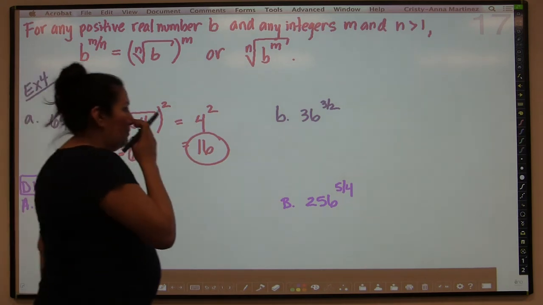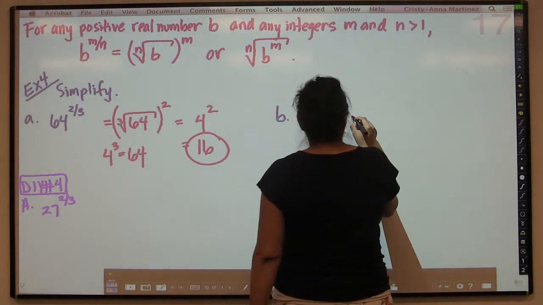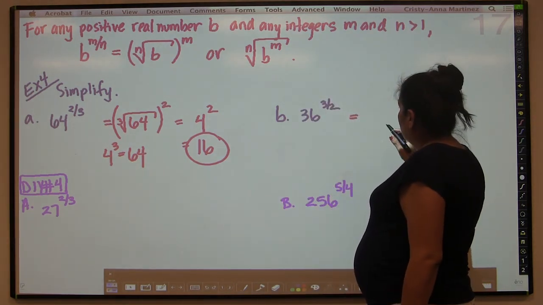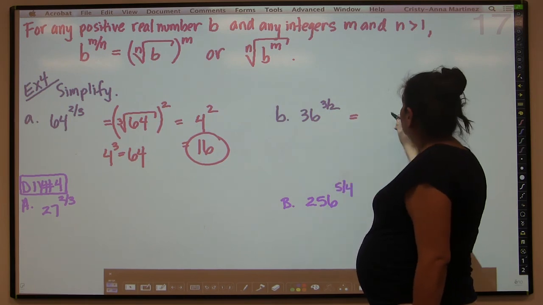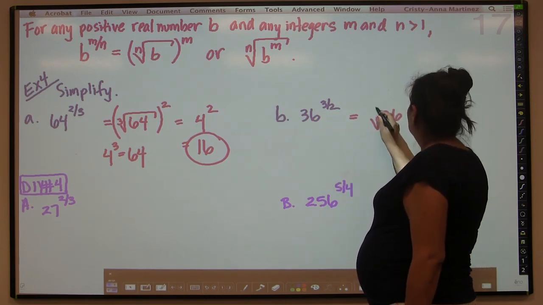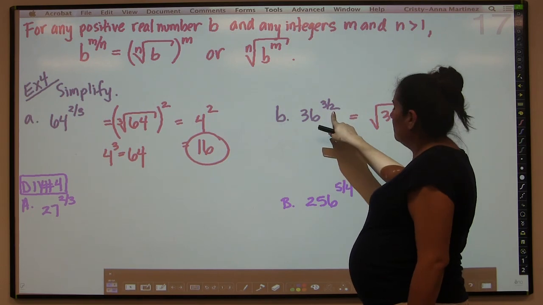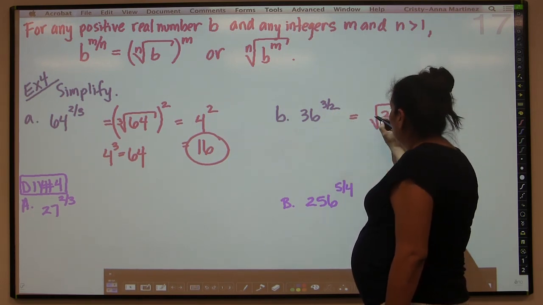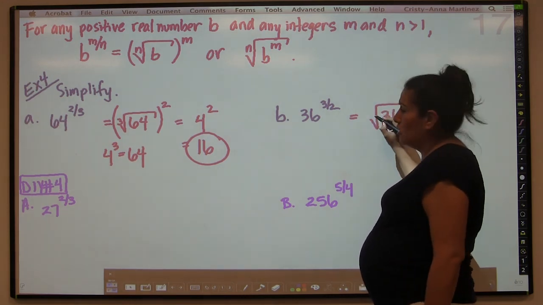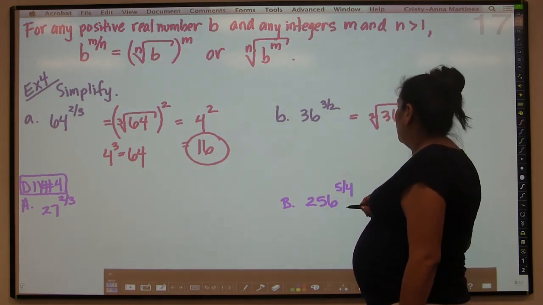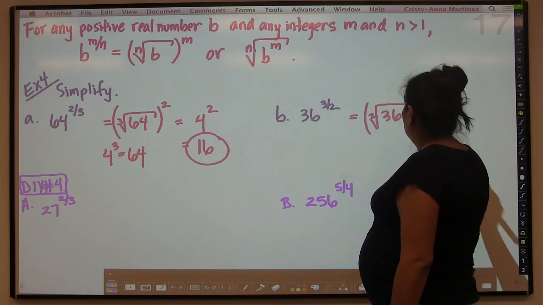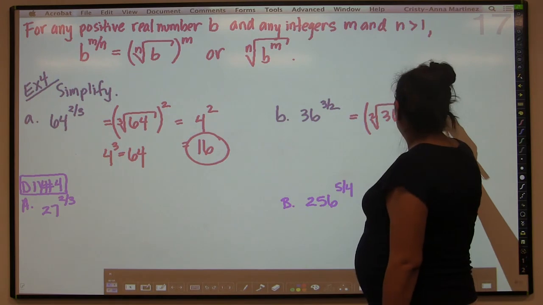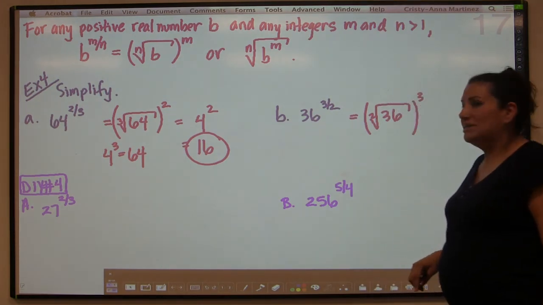So then we come to part B and do the same kind of idea. We're going to go with b is 36. And the bottom number of the fraction is a 2. And so it's going to be a square root. So we can write the 2 in, or we can just leave it there and assume that it's a 2. I'm going to go ahead and write it in. And then we're going to put the top number, which is the 3, outside. So we're going to put the 3 up here. And then we're going to deal with the square root of 36. I think we all already know.